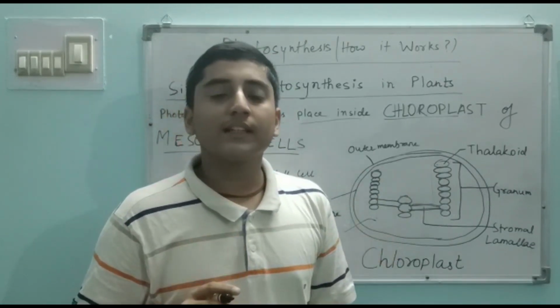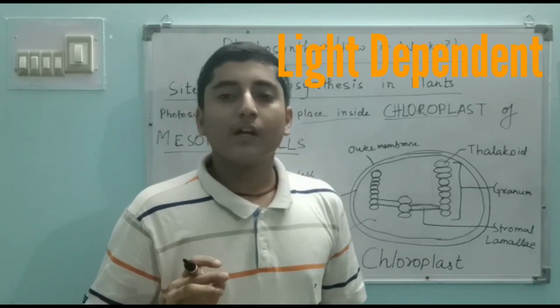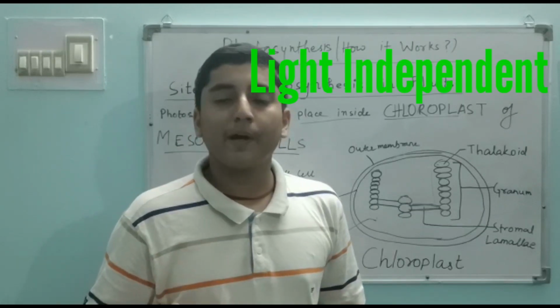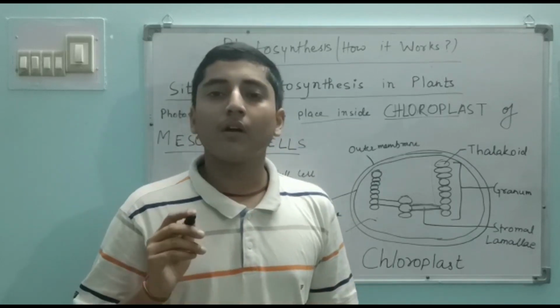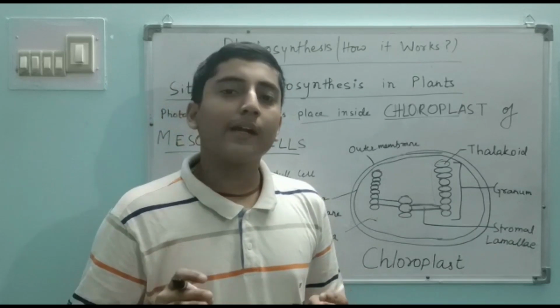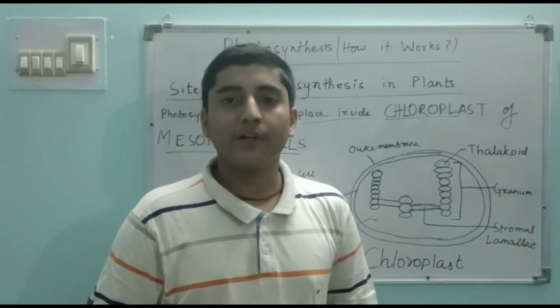Remember that photosynthesis occurs in two phases. First, light dependent, which means in the presence of sunlight, and second is light independent, which can be executed with or without sunlight, and it is also called the Calvin cycle. We will learn about the light dependent and light independent reactions in the second part of this video.